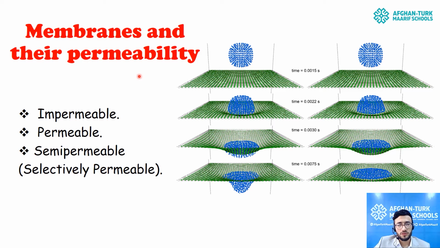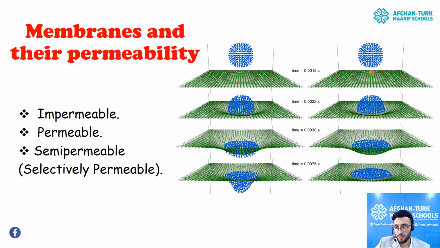One of the most important properties of the membrane is its permeability. According to their permeability, we can divide membranes into these categories. First, some membranes are impermeable. Second, some are permeable. And some of the membranes are semi-permeable, meaning they are specialized to admit specific materials. It means they are selectively permeable.